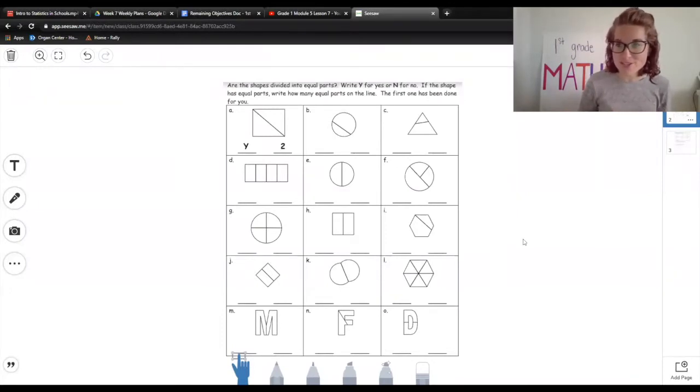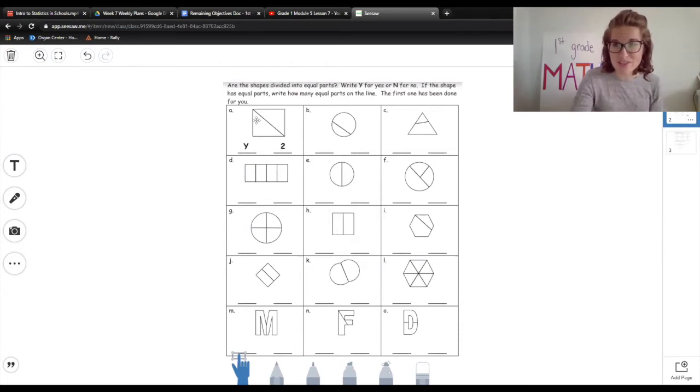Would you read the directions with me? It says, are the shapes divided into equal parts? Write Y for yes or N for no. If the shape has equal parts, write how many equal parts on the line. The first one has been done for you.